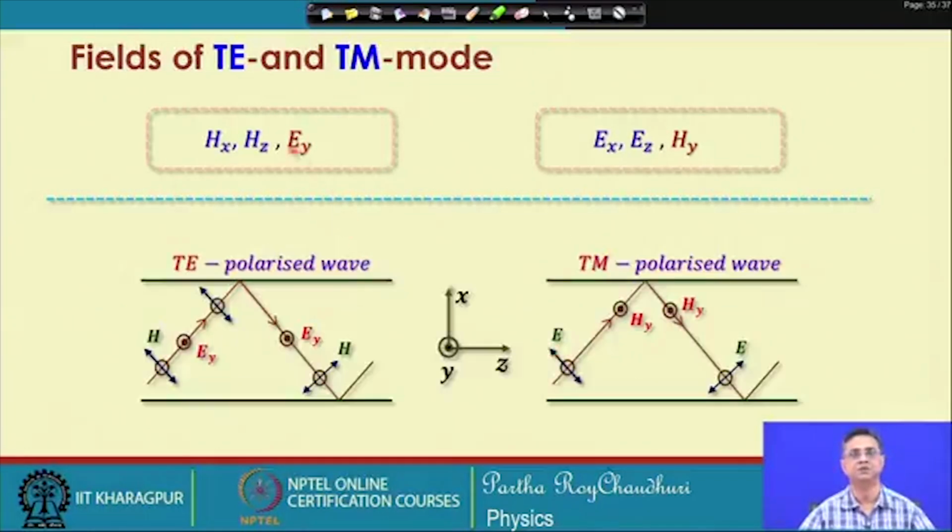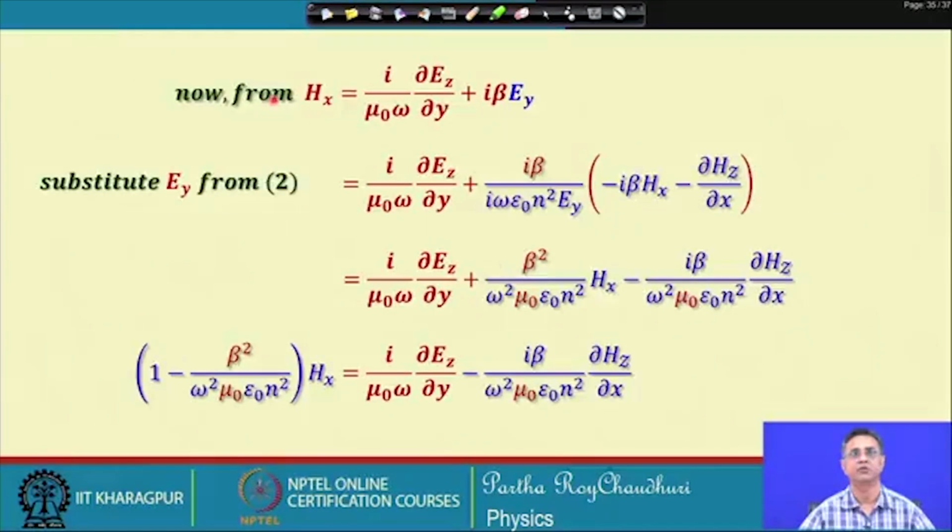Now, I have already mentioned that H will have two components, while E has only the tangential component. So, this is the TE polarized wave, and similarly this one is the TM polarized wave, where H y is the only tangential component, but E x and E z are also associated with this wave propagating in this structure.